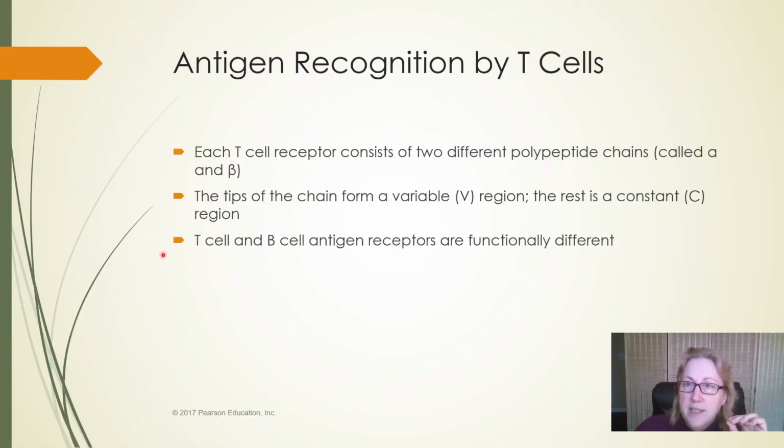So T cells as well do the same thing. They have proteins on their surface that recognize specific antigens. But the T cells are going to do something different. The T cells don't secrete antibodies. The T cells multiply and are part of the cell-mediated defense. But it's still adaptive because they're going to recognize the specific epitope.